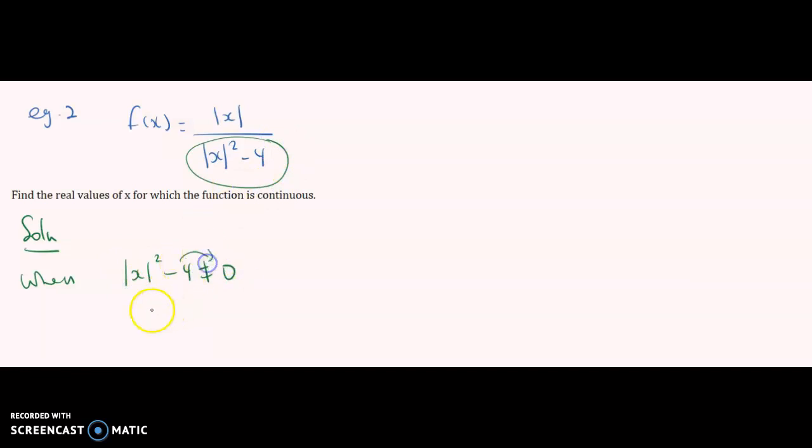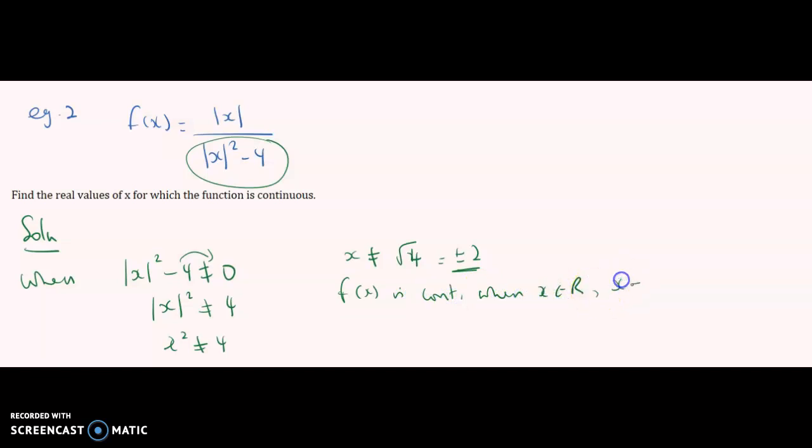So what ends up happening here, if I send this over, I know it looks strange, but don't worry, just keep working. It's not equal to 4. So then if I take off the mod, I will get x squared is not equal to 4. So then hence x is not equal to the square root of 4, which is plus or minus 2. So hence, this is my answer. f of x is continuous when x is a real number and x is not equal to minus 2 or positive 2. This can also be stated as x is a real number, but x is not a member of the set of minus 2 and 2.